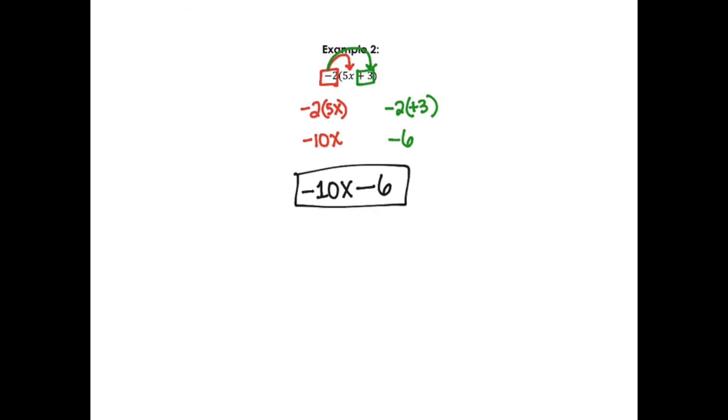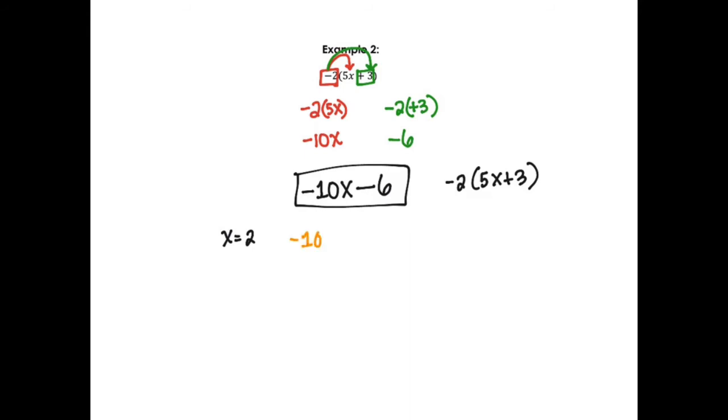So again, this is an equivalent expression that I've created, which should give me the same thing as negative 2, parentheses 5x plus 3. Again, if I want to check, I'm going to pick any random number. I'm simply just going to go in order here and pick 2, and I'm going to plug it in to make sure that it gives me the same exact thing.